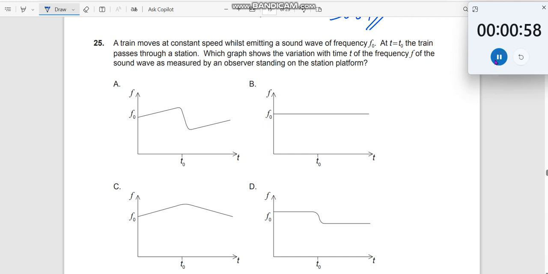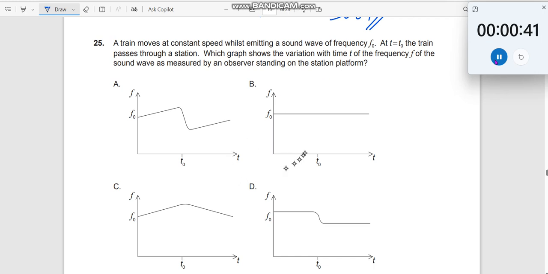Question number 25. A train moves at a constant speed while emitting a sound wave of frequency f0. At t equal to t0, the train passes through a station. Which graph shows the variation with time t of the frequency f of the sound wave as measured by an observer standing on the station's platform?